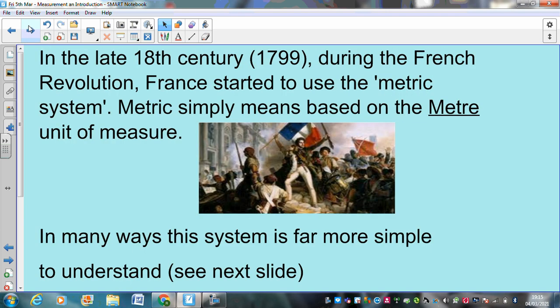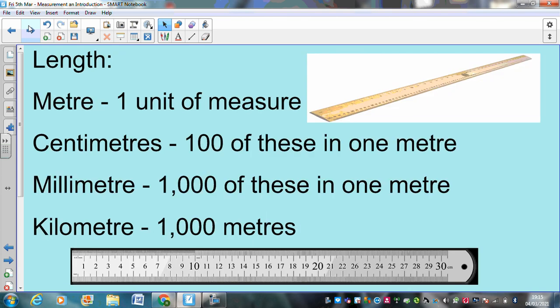In the late 18th century, about 1799, during the French Revolution, France started to use a different system. They called it the metric system. Metric simply means based on the metre. So the metre unit of measure. In many ways, this system is far easier to understand. It's much more simple. Have a look at this.